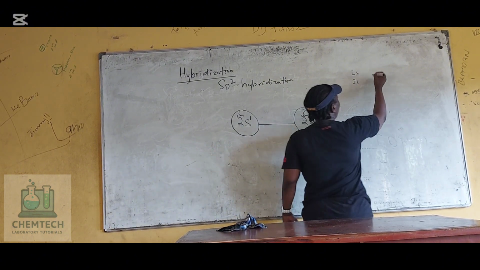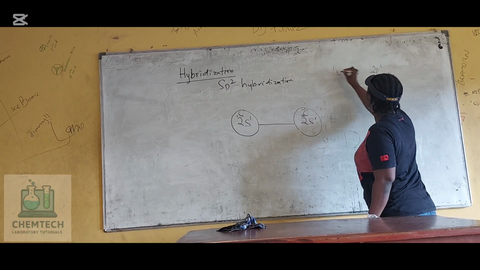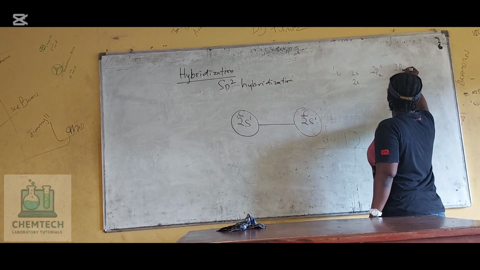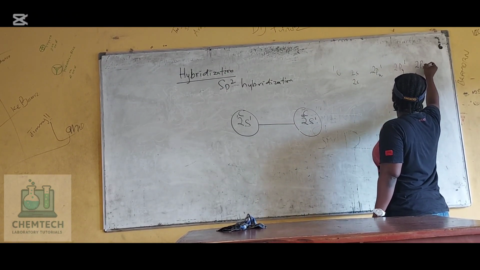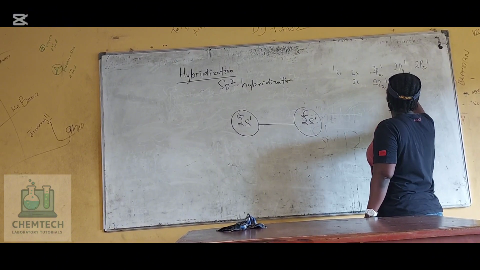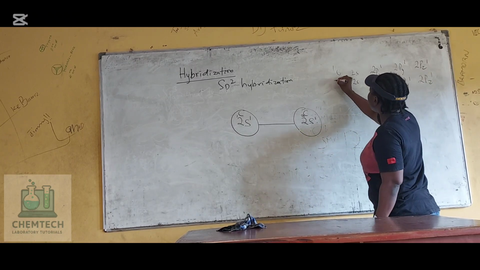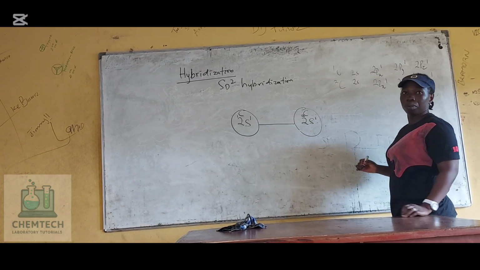What is left in carbon is 2px1, 2py1, 2pz1, that's for the first carbon, 2px1, 2py1, 2pz1 for the second carbon.